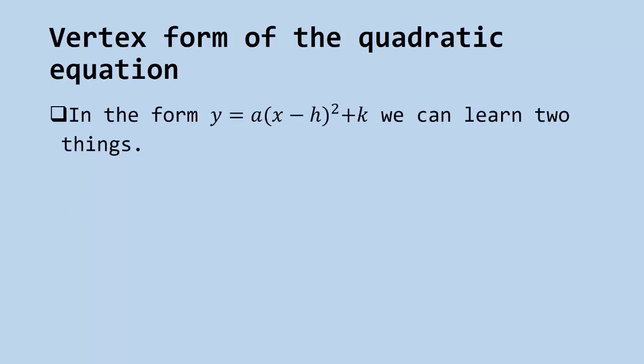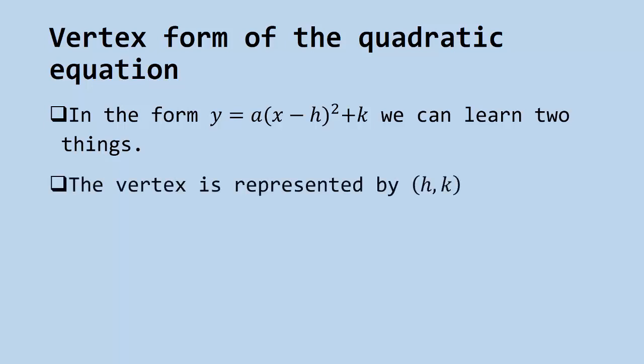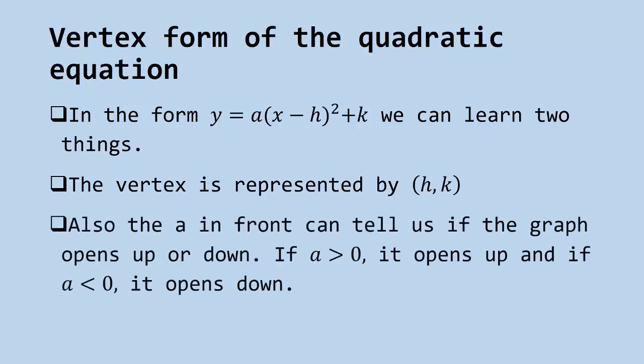In the form y equals a times x minus h quantity squared plus k, we can learn two things. The vertex is represented by h and k. Also, the a in front can tell us if the graph opens up or down. If a is greater than 0, it opens up, and if a is less than 0, it opens down.